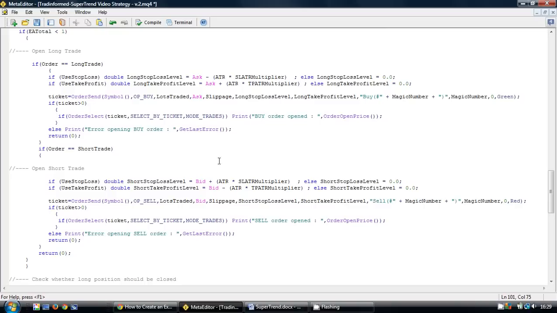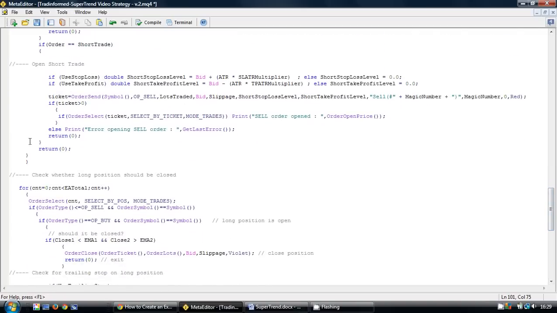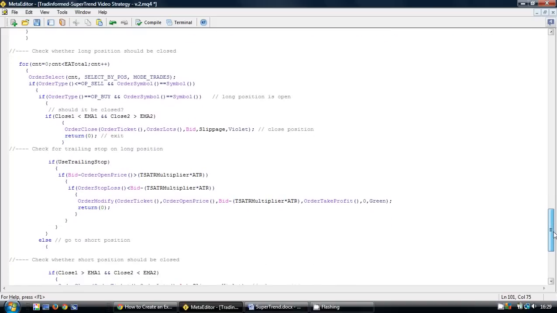Okay, then we have the mirror image. We have if order is equal to short trade. We do exactly the same thing except in reverse.